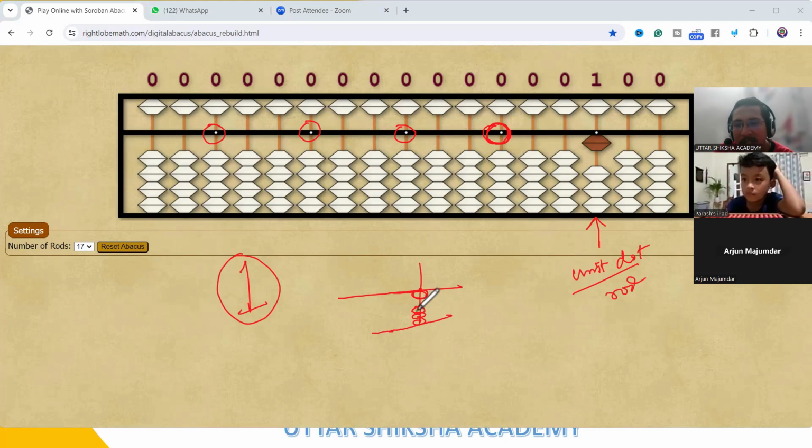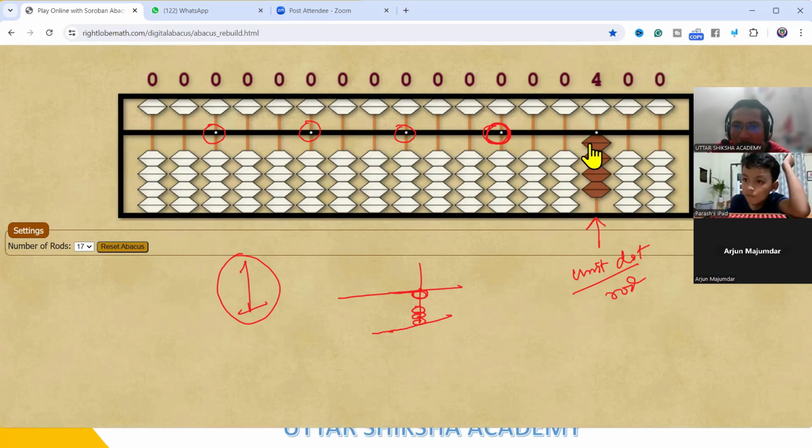Now how to represent 2 then? So you will add one more bead here. This becomes 2. Practice with me. Yes, to move the bead upward you will use the thumb. Then how to represent 3? Add one more bead. This is 3. 1, 2, 3. Right? Then 4. This is 4. So 1, 2, 3, 4 completed.